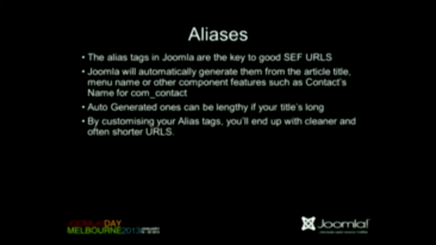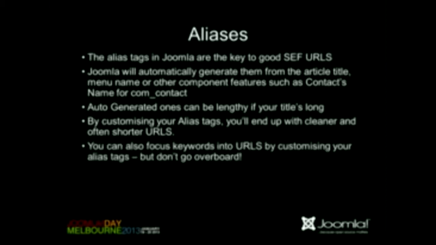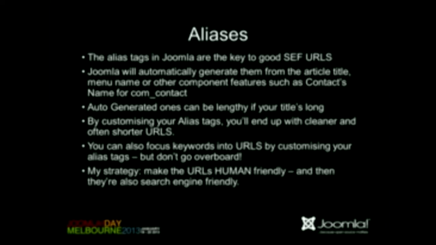The automatically generated aliases can actually be quite long if the title of your content's quite long. So going back and editing to make them shorter, which will give you a shorter URL, can sometimes be a good idea. Another thing I tend to do is put conversational blog posts with an interesting actual title, but then put the keywords for what the blog's about into the alias to create the URL. So by making the URLs human friendly, they're also going to be search engine friendly.